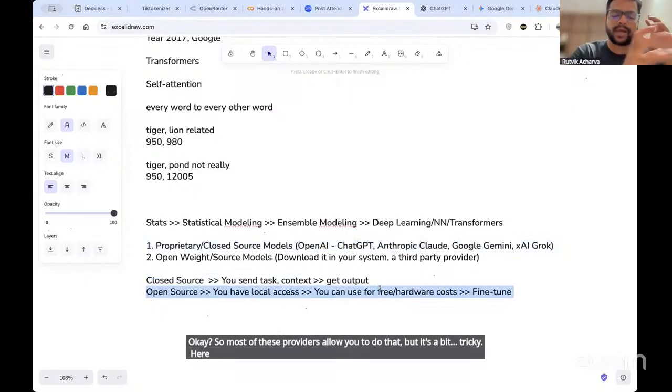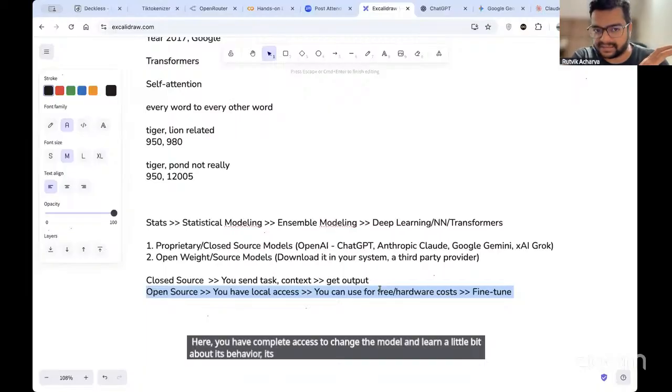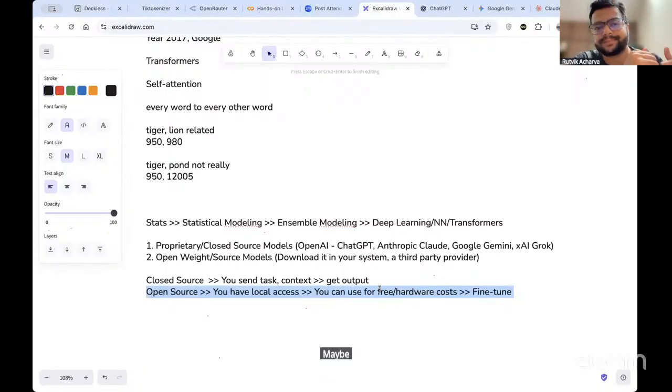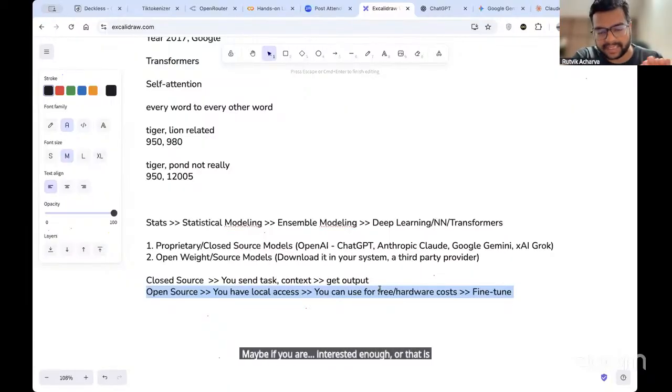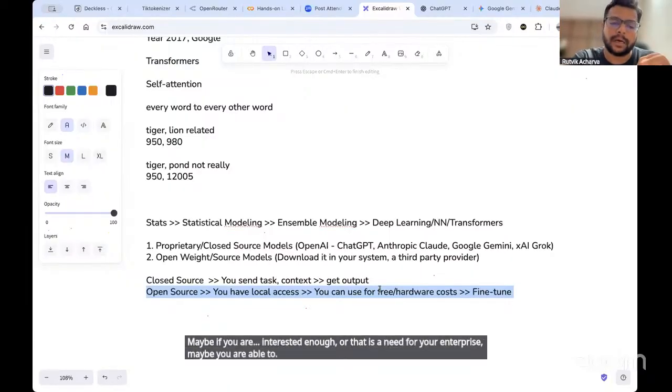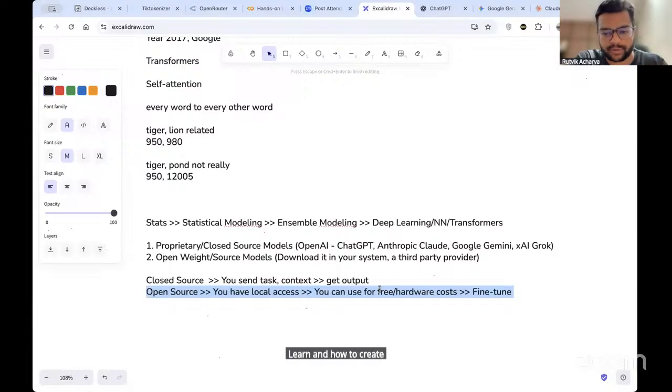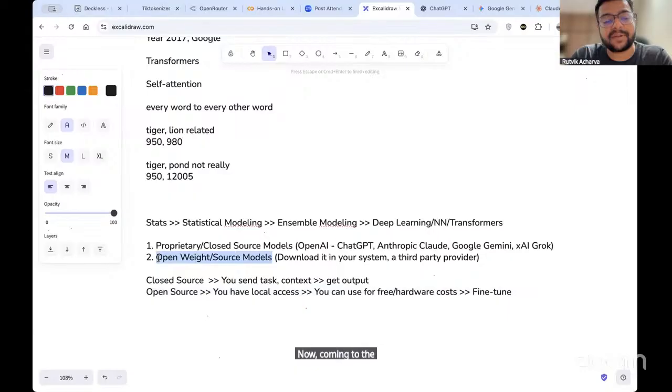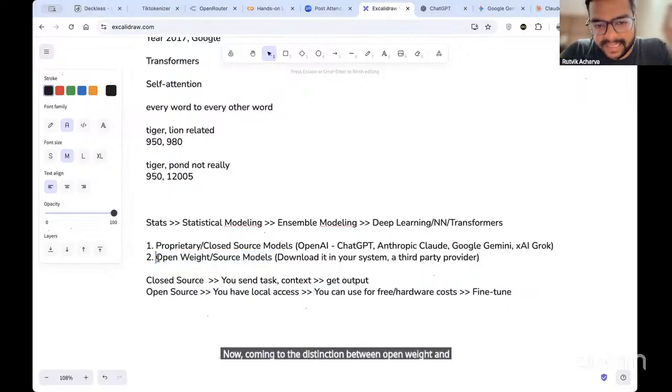Here, you have complete access to change the model and learn a little bit about its behavior, its core architecture. Maybe if you are interested enough or that is a need for your enterprise, maybe you are able to learn how to create a model of your own, right? Even that is possible.